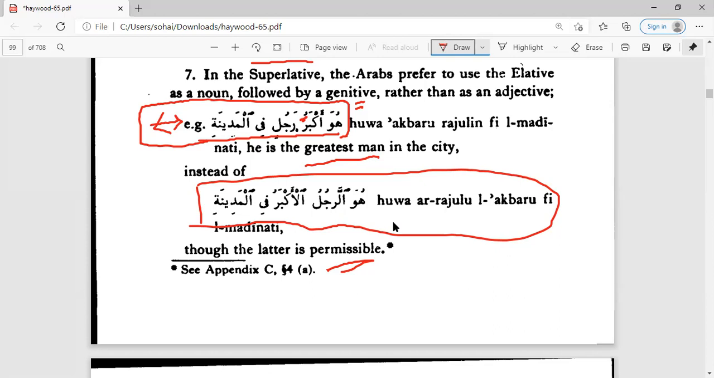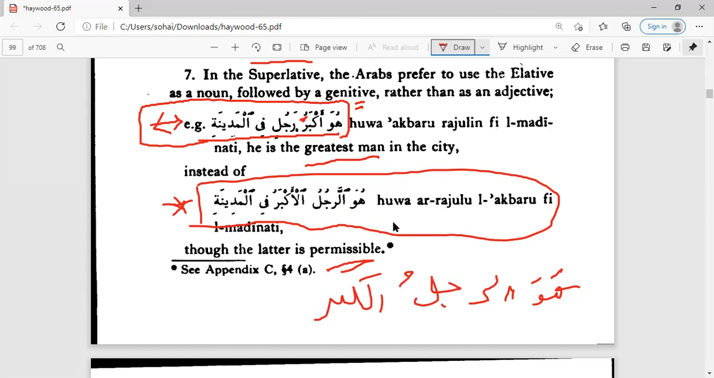You just say huwa ar-rajulu al-kabiru, because kabir means great, right? So he is the great man, correct. But as soon as you write akbar, it means greater or greatest. The difference is here. The second one is not the superlative.